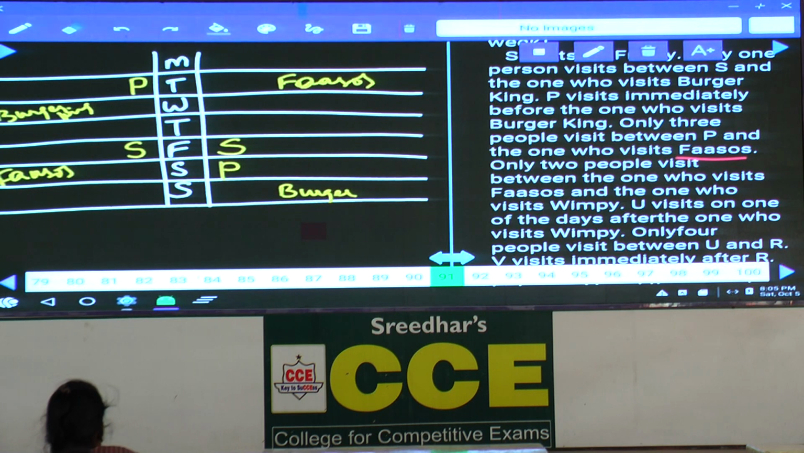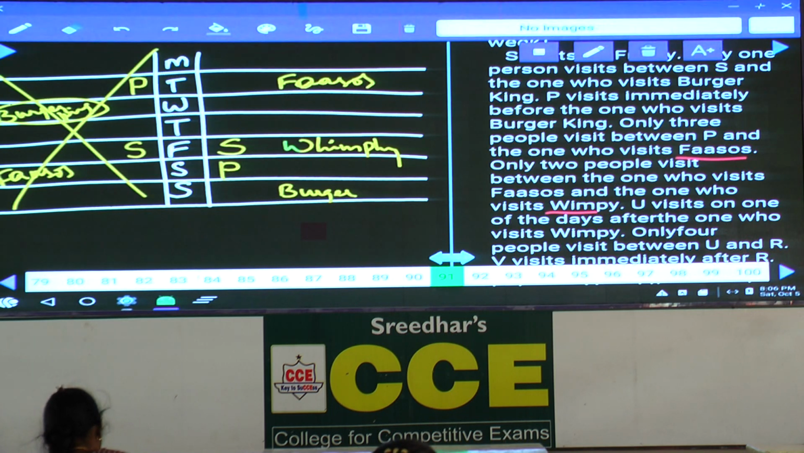Only 2 people visit between Fossos and Wimpy. Between Fossos and Wimpy there must be exactly 2 people, hence this must be Wimpy. Now Fossos and Wimpy, how many people must we have? Exactly 2 people. Exactly 2 people between Fossos and Wimpy is not possible, because Burger King and Wimpy would be visited on the same day, which is not possible. And the second case is ruled out.